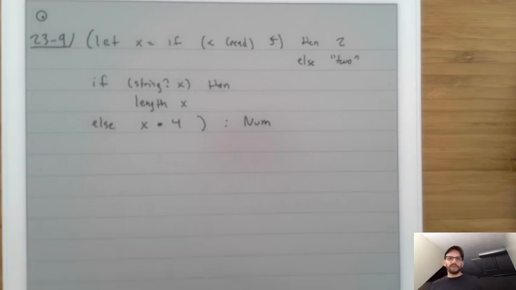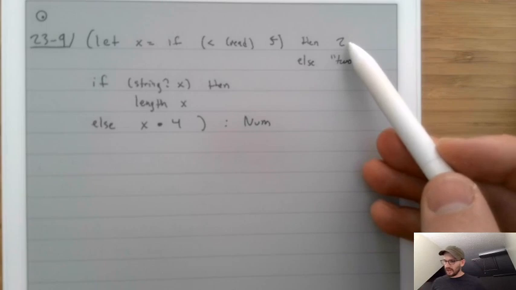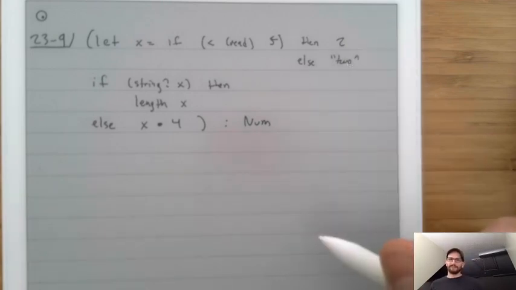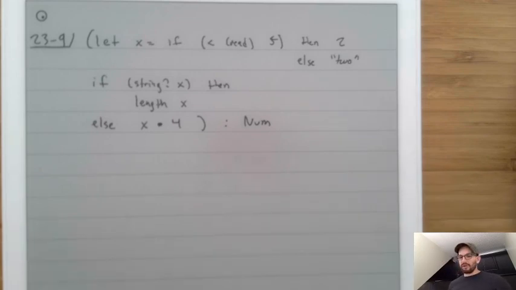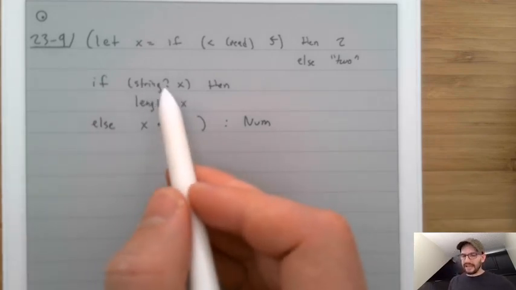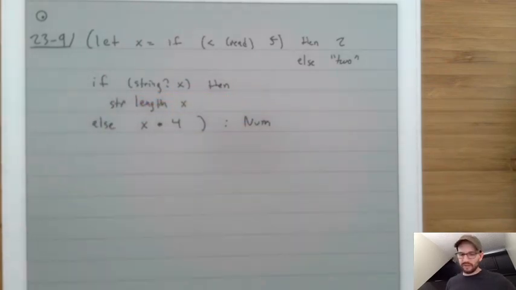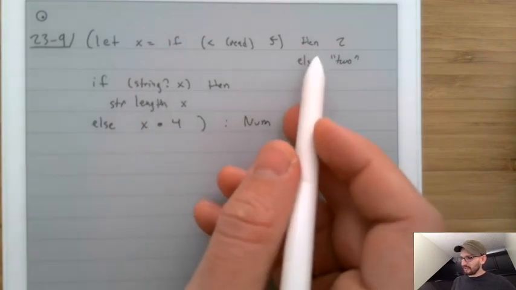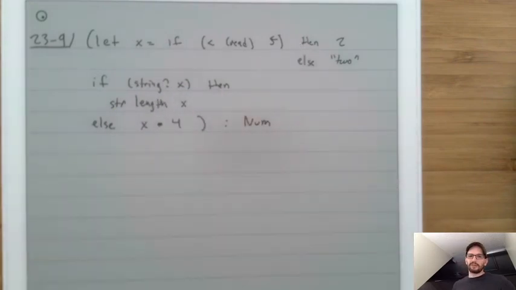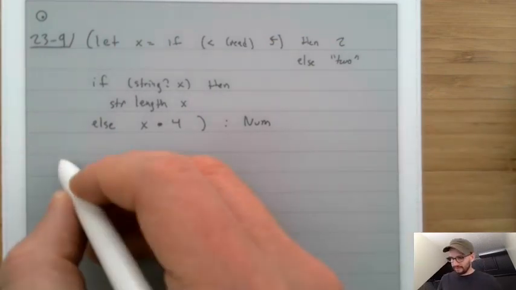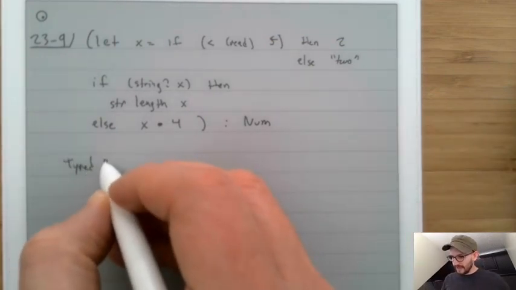However, the rule that we've set up does not allow this program because it says that it's not okay for this to be number and that to be string. It insists that they're the same. We know that this program is correct because it checks to make sure that x is a string before doing the string length operation. And it knows that if it's not a string, it must be a number, so then it's allowed to multiply them. This is the sort of program that Typed Racket allows.